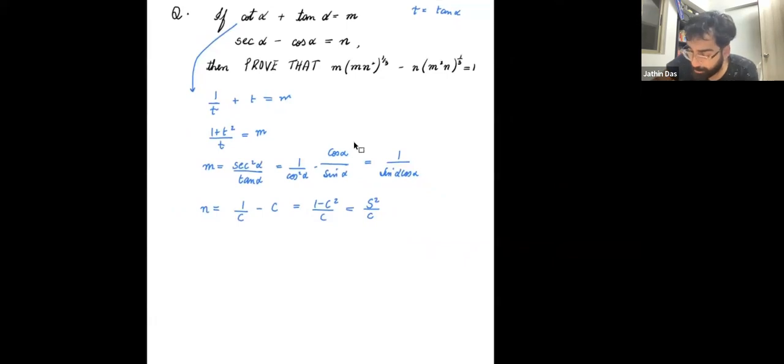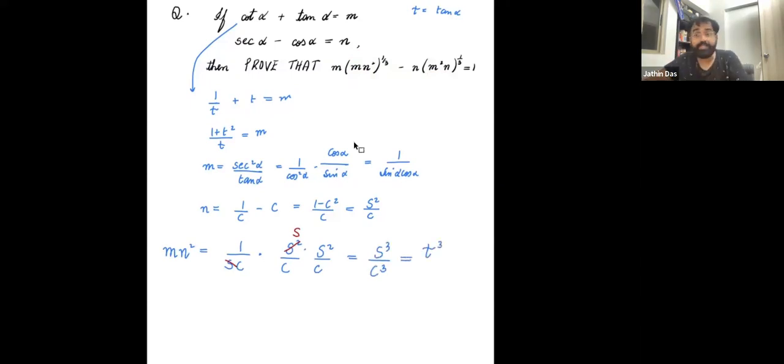Now, the only problem in this is that the cube root of mn square and m square n is being taken. So first let us take mn square. What is mn square? 1 into sine into cos into sine square by cos square into sine square by cos square, correct? So this will cancel sine. You're getting sine cube by cos cube, which is tan cube. Its cube root can be taken.